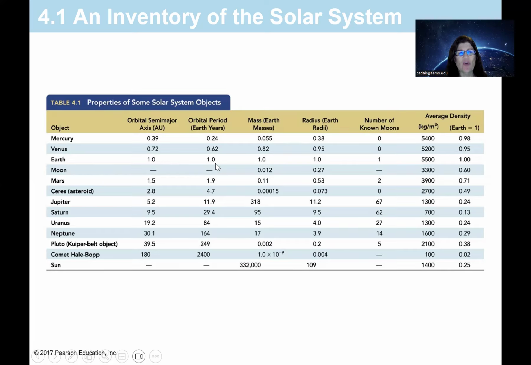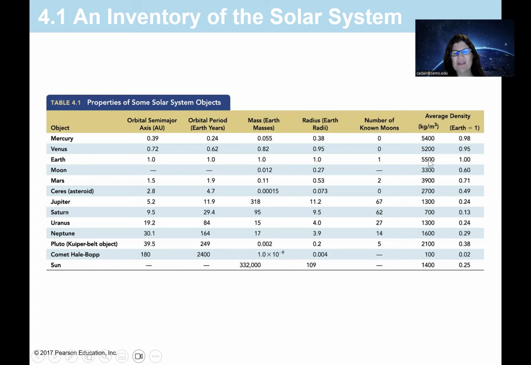Orbital period in Earth years, Earth being 1. Masses, if we compare everything to Earth's mass, Earth is 1. We're just doing a comparison here. That's pretty much how it's easier to do comparisons like that with astronomical stuff. The radius of the Earth, if we say the Earth's radius is 1, we got this. Number of known moons we've got here. And then, of course, our average densities.